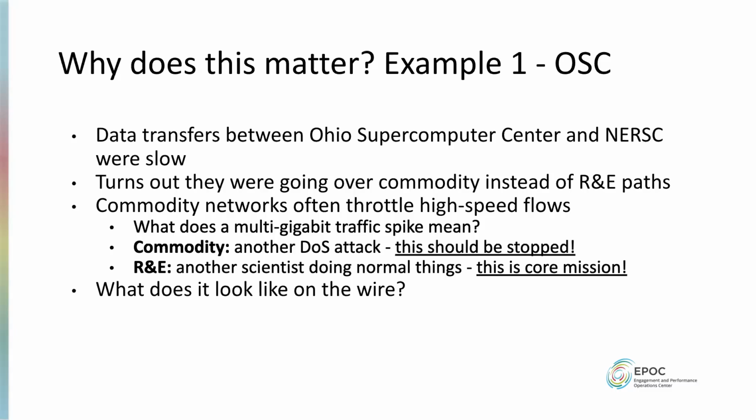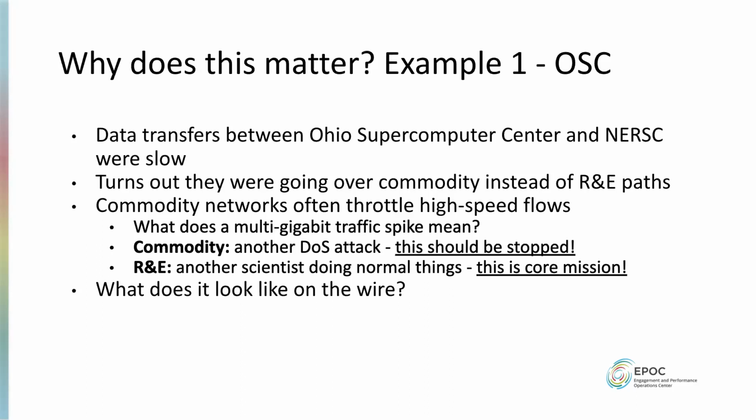But the key point here is this is a difference between what happens on a commodity network and what happens on a science network. So what does a multi-gig traffic spike mean on a commodity network? It means that somebody's launching a denial of service attack, and for the health of our infrastructure and for all the users that are paying us to use this thing, we need to shut that down right now. In the R&E world, that's core mission.